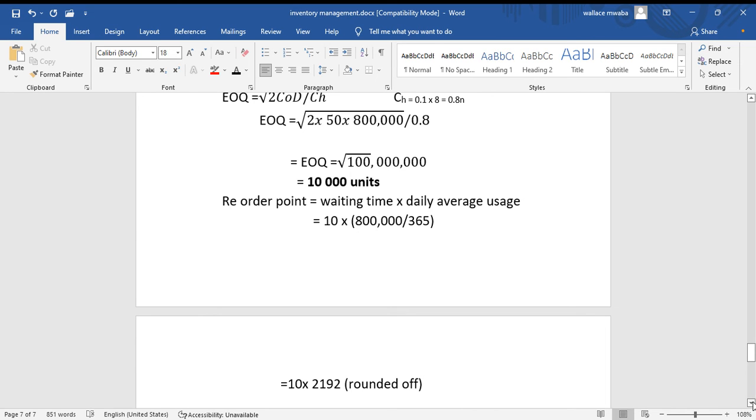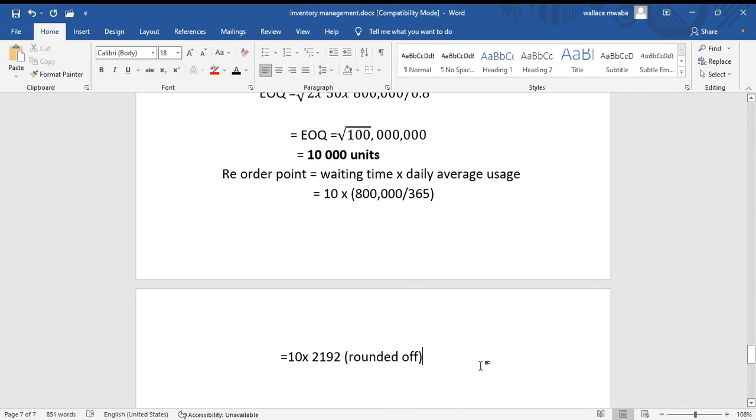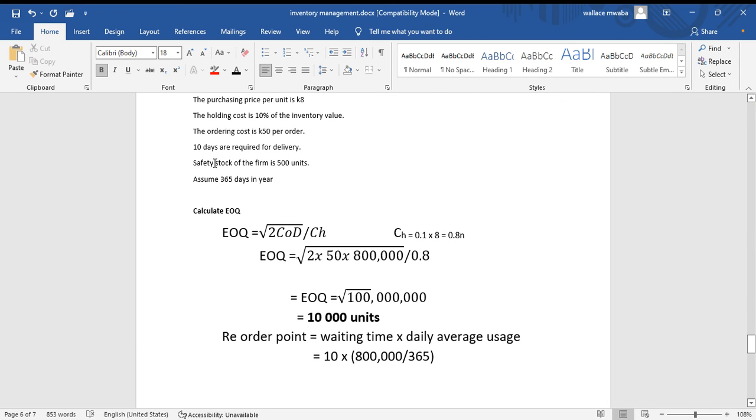All right, so 10 times 2,192, we get 21,920. Right. So when we reach this level of units, you reorder. Now we've also been told that the safety stock of the firm is 500 units. So this information we can use to find our reorder levels.